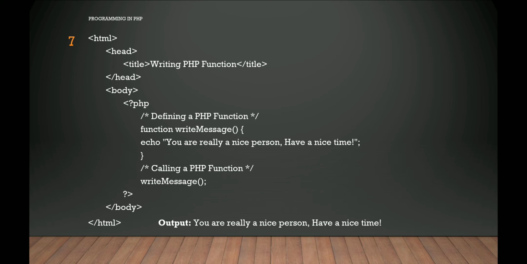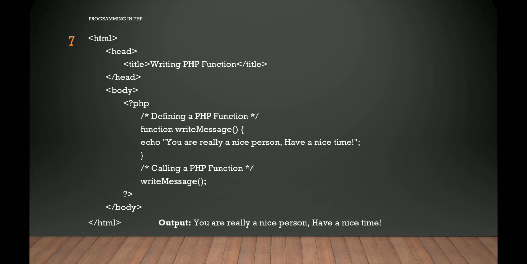So here is the example for a user-defined function. This program starts with HTML and ends with slash HTML. The HTML contains two sections: one is a head section and another is a body section. In the head section, the title tag is writing PHP function. In the body section, the PHP program is embedded into the body section of our HTML program. This PHP program contains the function example.